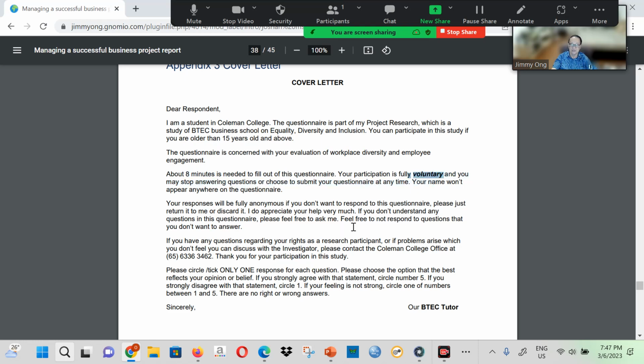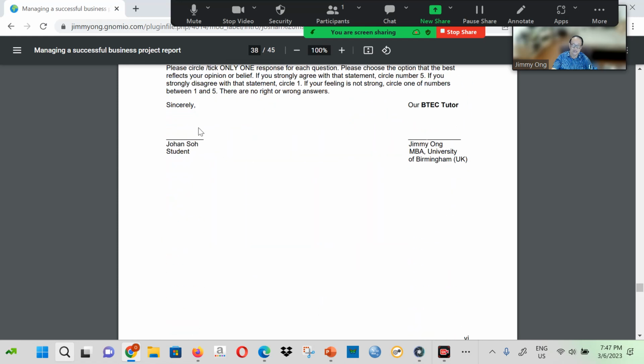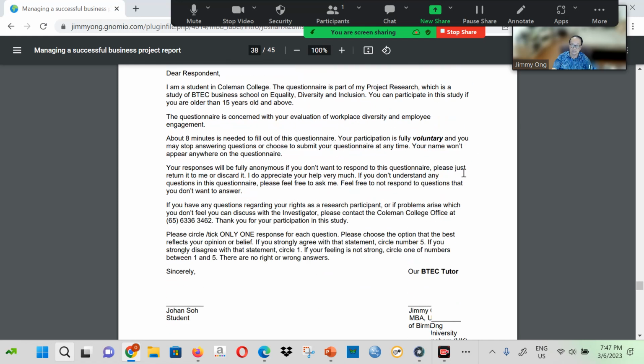They do not need to do it voluntarily. They do not need to be forced to answer. Okay, and you also must tell them in confidence that they will remain anonymous. Okay, if they are still not happy, they can call your principal. Right, this is Common College, where I work. Okay, so you sign as a student, I sign here as a tutor.